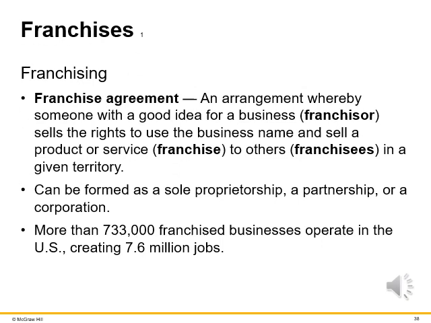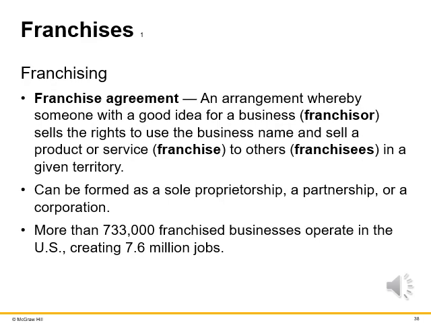In addition to the three basic forms of business ownership, there are two special forms, franchises and cooperatives. First, let's talk about franchises. A franchise agreement is an arrangement whereby someone with a good idea for a business sells the rights to use the business name and sell a product or service to others in a given territory. For some people who are uncomfortable with the idea of starting their own business, this is the perfect way to get started because there's already an idea out there with a great product, proven track record, etc.